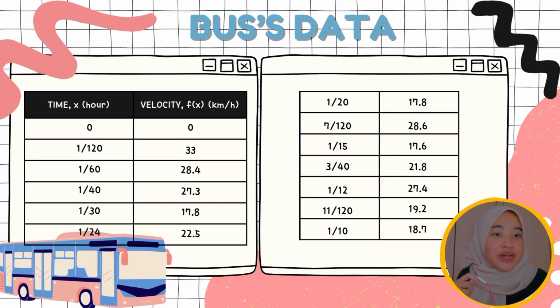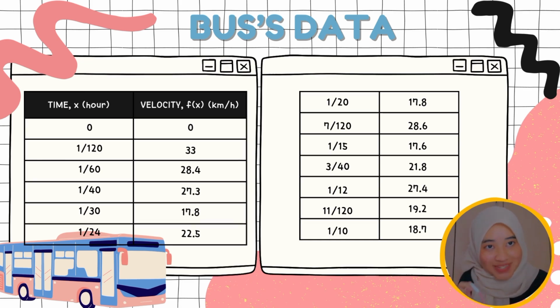Next, this is our data set for the bus. The variables used for this case are the time taken in the unit of hours and our velocity in the unit of kilometers per hour. We collected about 13 data points of the journey of the bus.